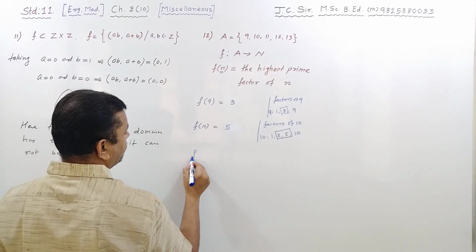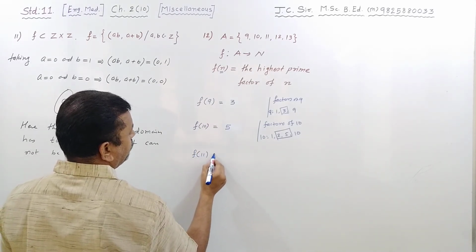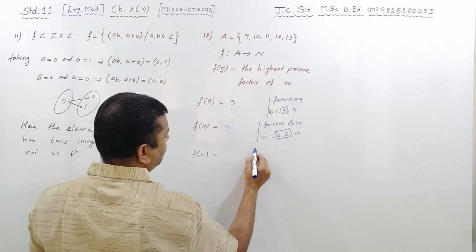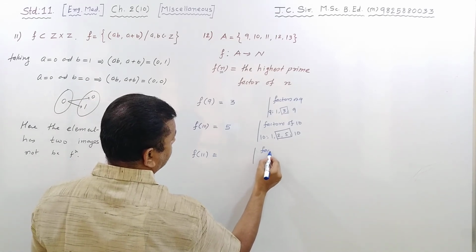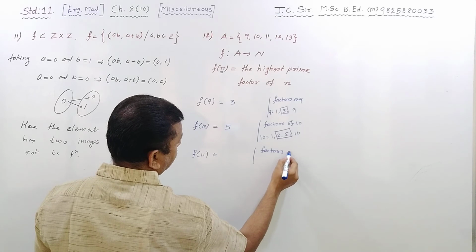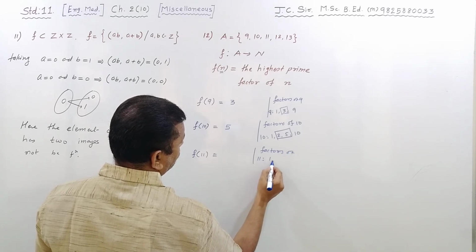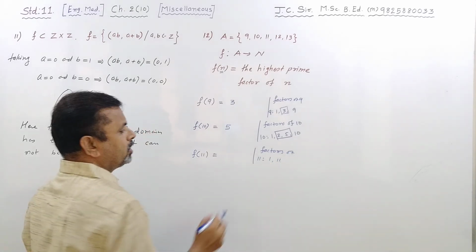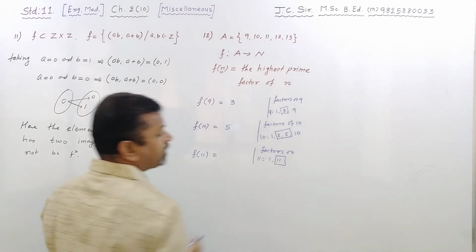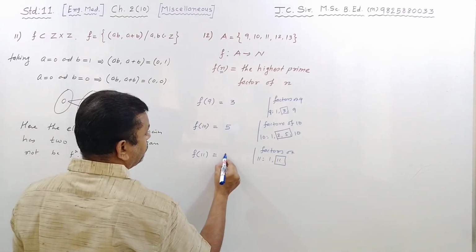Now F11. Factors of 11: 1 and 11. 11 is the only prime factor, and therefore 11 will be the answer.